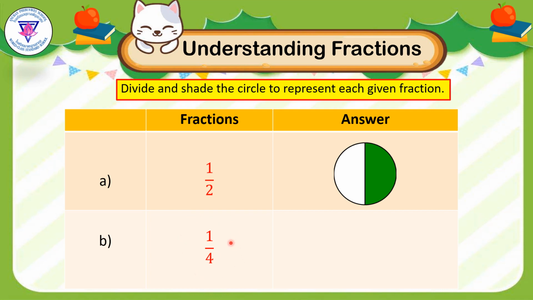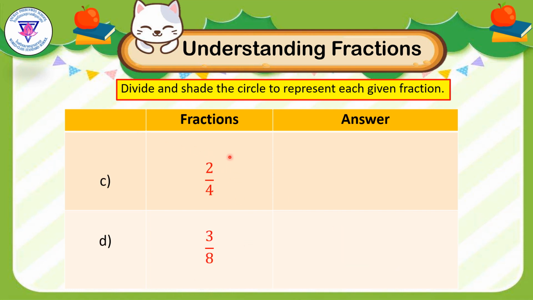Letter B is 1/4. How are you going to present 1/4 in the circle? Okay, so there are 4 parts in this circle. We have 1, 2, 3, 4. Since the fraction is 1/4, so you color only 1 part out of 4.